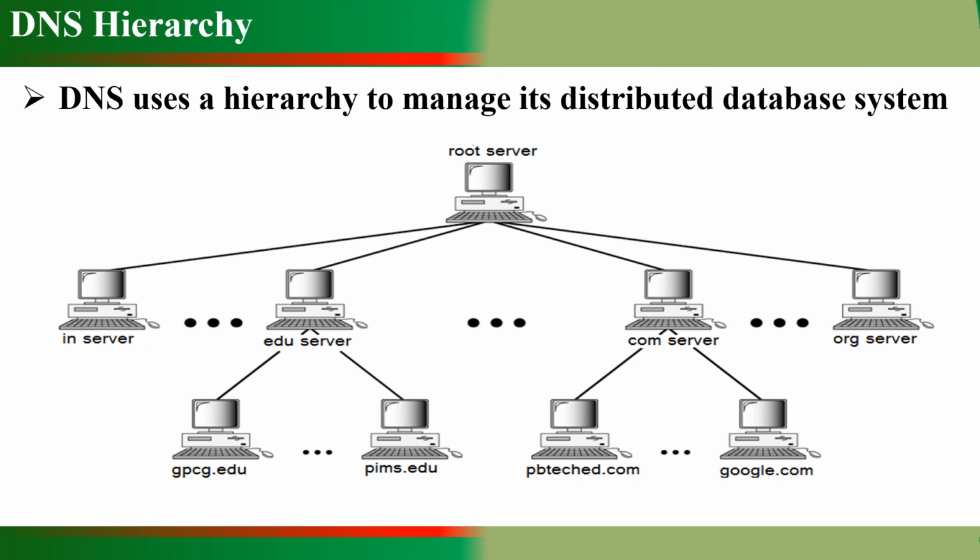DNS uses a hierarchy to manage its distributed database system. The DNS hierarchy, also called the domain name space, is an inverted tree structure. The DNS tree has a single domain at the top of the structure, which we call the root domain. A period or dot denotes the root domain. Below the root domain, there are top level domains that divide the DNS hierarchy into segments. It is not possible for us to keep all domains in one computer, so domains are distributed over many servers.